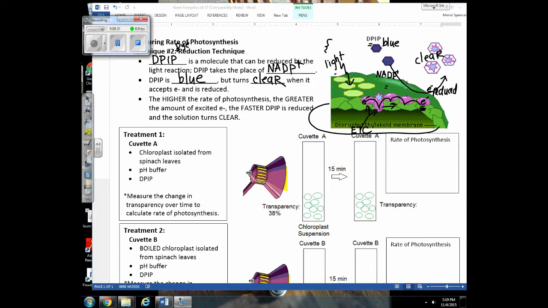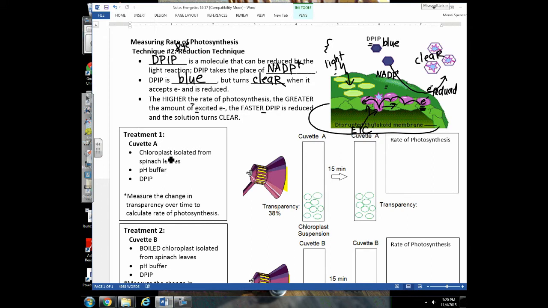Again, the higher the rate of photosynthesis, the greater the amount of excited electrons, and the faster DPIP is going to be reduced, changing from blue to clear. So let's talk about this lab setup. We're going to use cuvettes, and we've used cuvettes before because we've used them in the colorimeter. In the cuvette, we're going to put some chloroplasts.